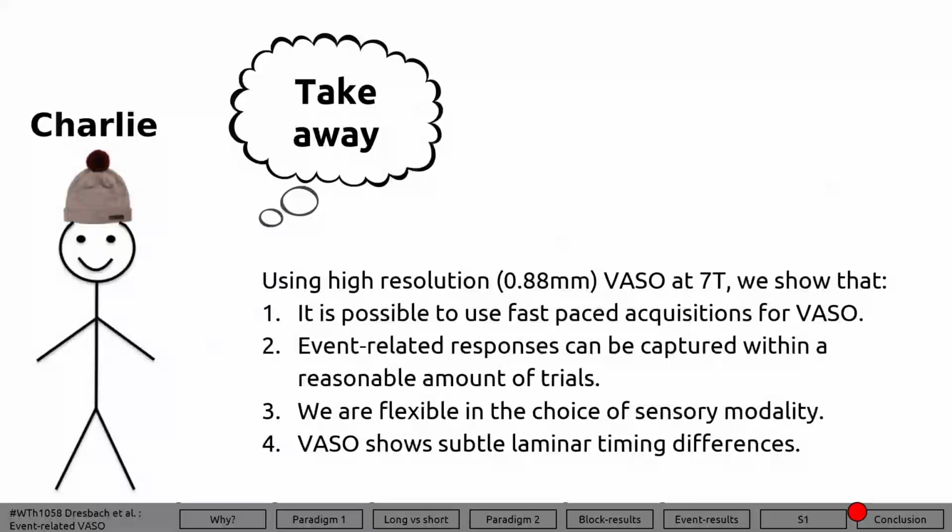So to conclude, my takeaway messages. Yes, we can use high field fMRI at 7T with sub-millimeter resolution to use these fast-paced acquisitions with VASO. We can capture these event-related responses within a reasonable amount of trials. And we are flexible in the choice of sensory modalities, and it can even be used to study neurovascular coupling.